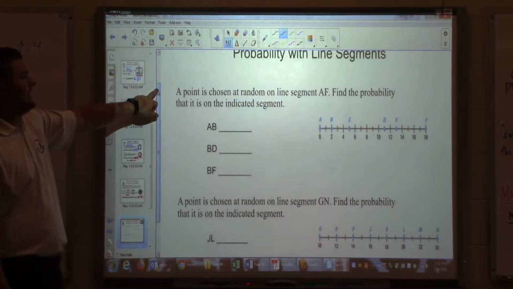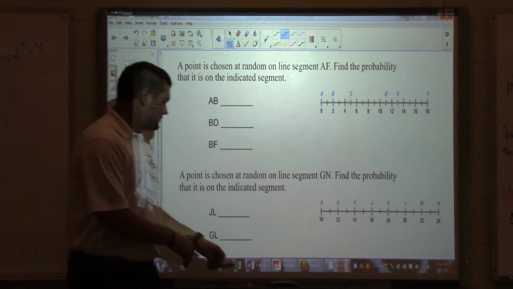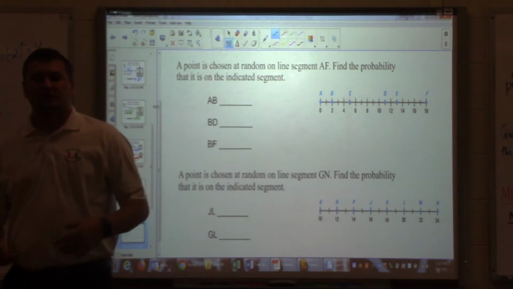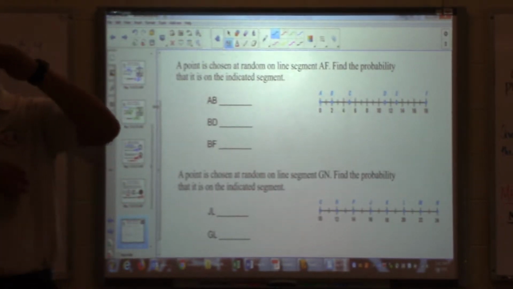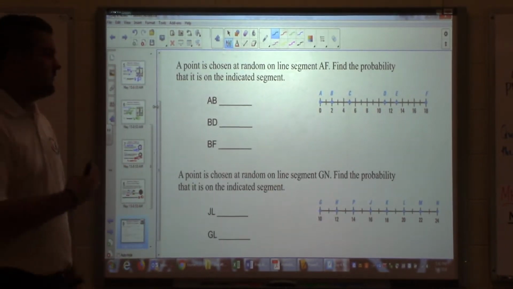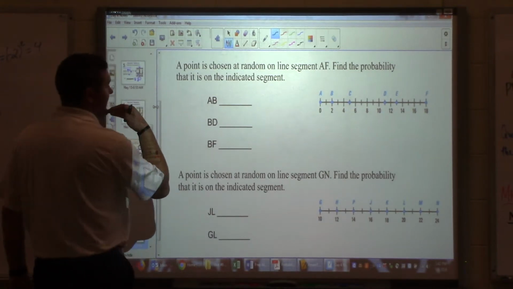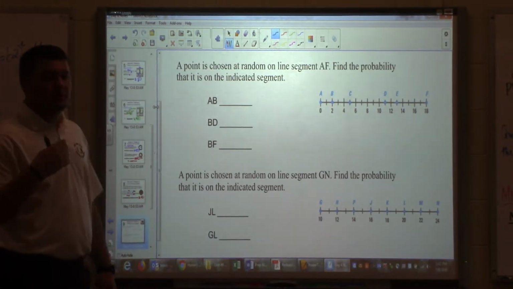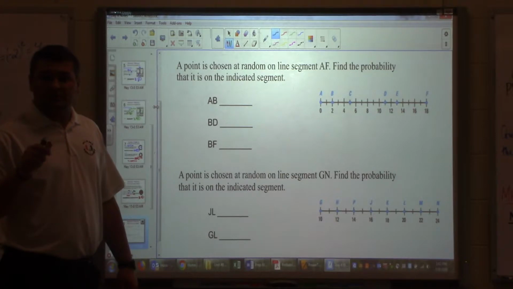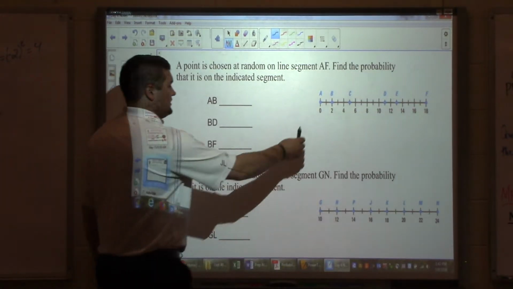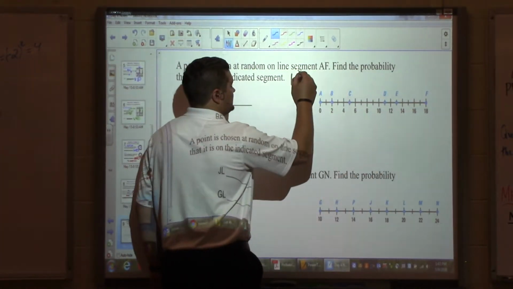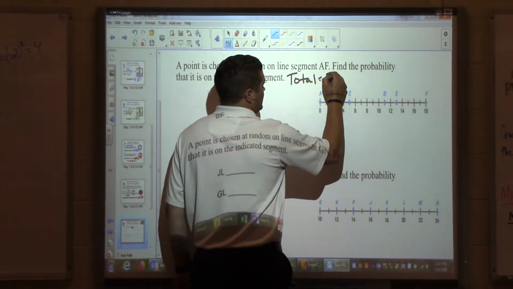Geometric probability with line segments. So this is what we're talking about when we're talking in length. It's going to be our favorable length over our total length. If I look at the first one, line segment AF, what's my total length? 18. It goes from 0 to 18. So my total length is going to be 18.